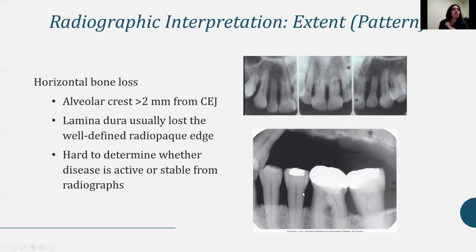So then we have the loss of the lamina dura. Usually you start to lose that. You can see it's not as defined in some of these areas, and it's certainly not defined at the crest. So we've lost the lamina dura. And then it's hard to determine whether disease is active or stable from the radiograph, because this is just a moment in time. So you really have to compare radiographs one to the other in order to see if something's changing.